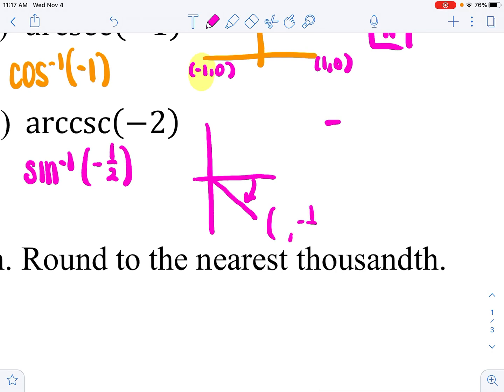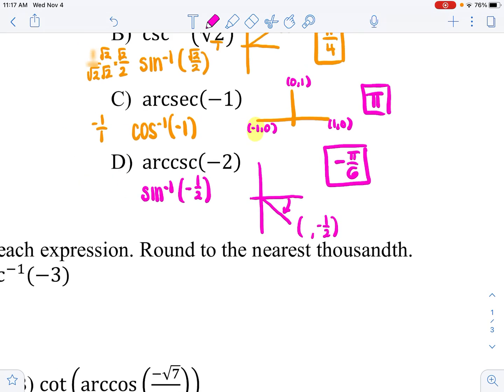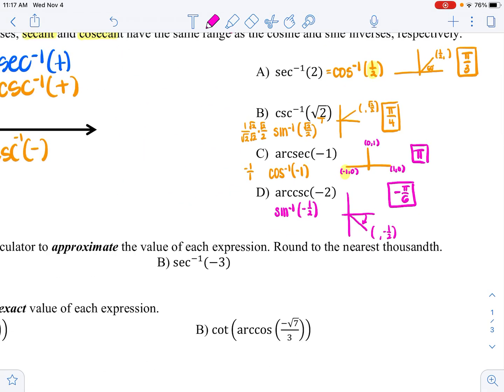Remember, I have negative angles in my fourth quadrant. So now I want to know what angle that is. Sine is the y value. So that is my 30-degree reference angle, which is pi over 6. So this is negative pi over 6.